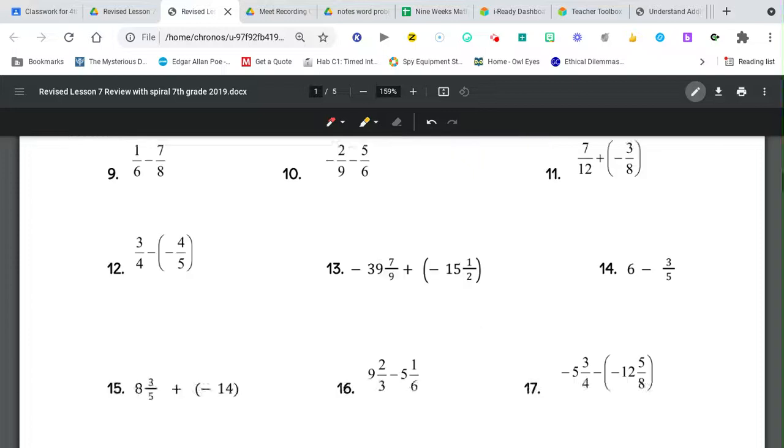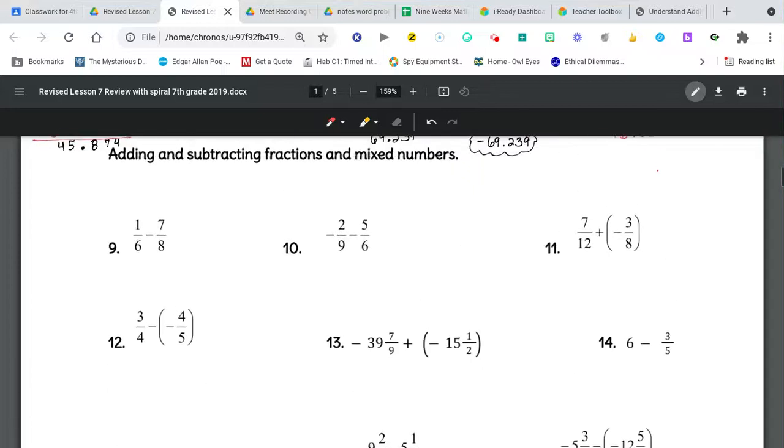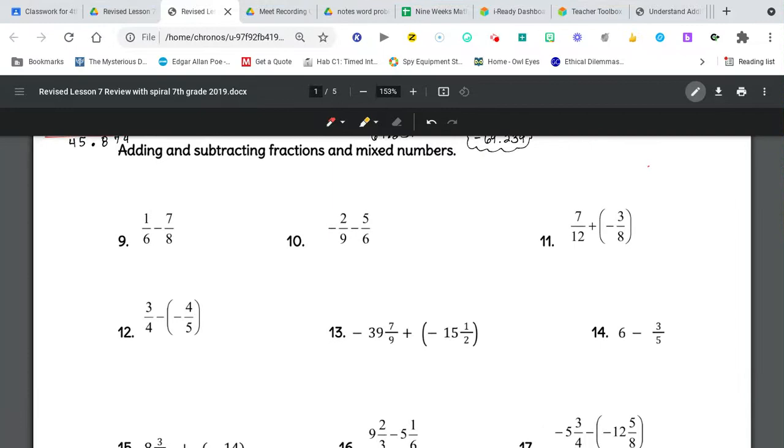All right, for the next section, 9 through 17, I'm going to add and subtract fractions and mixed numbers. I'm also going to apply SAD, same direction, add, different direction, subtract. SADS, okay?